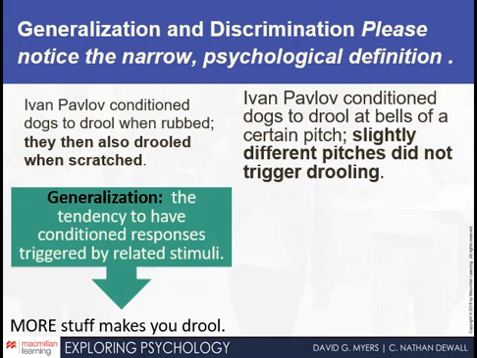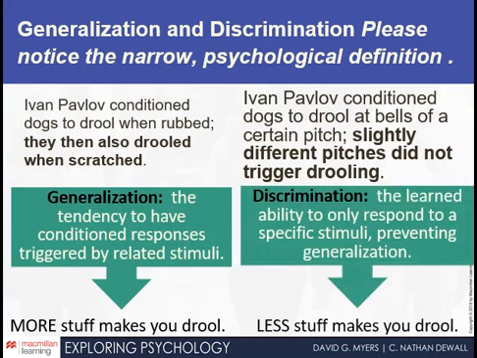conditioned on. Ivan Pavlov conditioned dogs to drool at bells of a certain pitch. Slightly different pitches did not trigger drooling. This is discrimination, the learned ability to only respond to a specific stimulus, preventing generalization. In this instance, less stuff makes you drool.